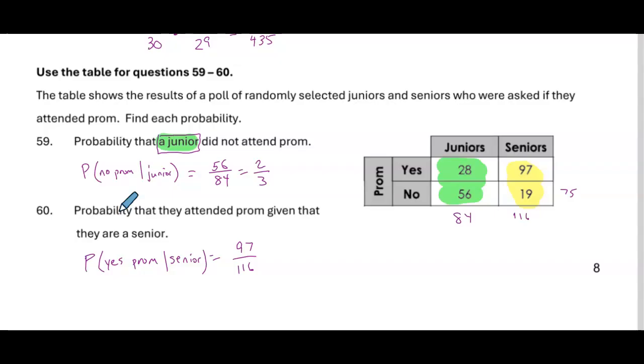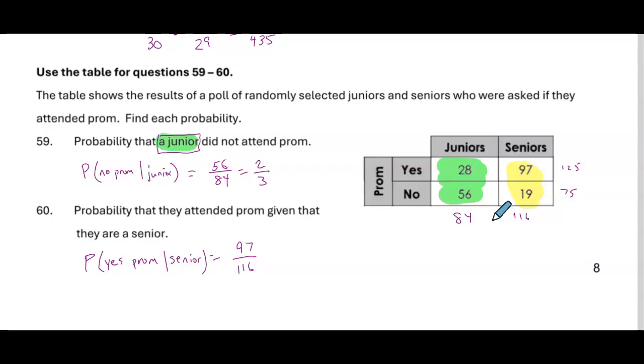Or in problem 60, probability they attended the prom given they're a senior. Well, I could have worded that and said, what's the probability that someone who did attend the prom was a senior? Well, now I'm specifying the condition that they, yes, attended the prom. I'd be looking across this top row. So that would be 125. So you just have to be careful about what condition is being set and then only look at those options.